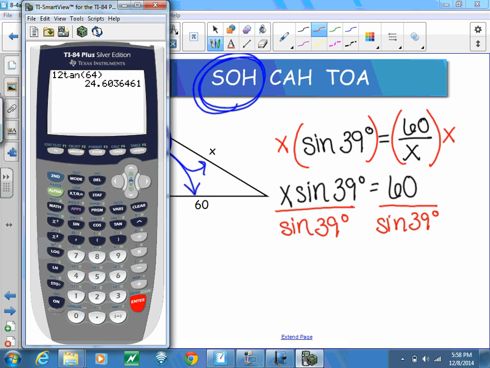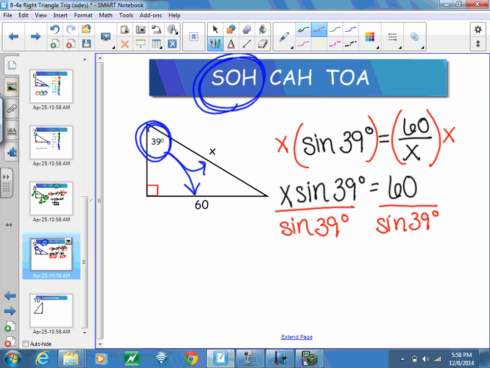So I'm going to go to my calculator, and I'm going to take 60, and I'm going to divide it by the sine of 39 degrees. Hit enter, and I get 95.34. And that's all there is to it. All you're doing here is setting up that trig ratio, which we started with at the beginning of this lesson, and now we're just solving and putting it into our calculator.